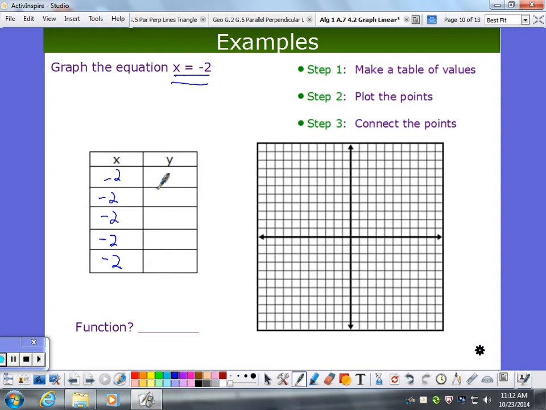Any real number. It doesn't tell me. I can put 1,000 here if I want to. Well, what does this look like when you graph it? I don't know. Let's see. Negative 2, negative 2; negative 2, negative 1; negative 2, 0; negative 2, 1. Oh! What was happening? It's not a function. Not a function, right? What kind of line is this one? Vertical. What do you think x equals 10 is going to look like?